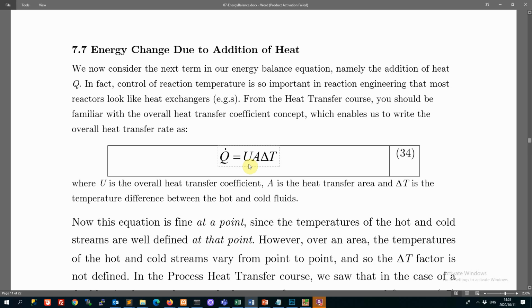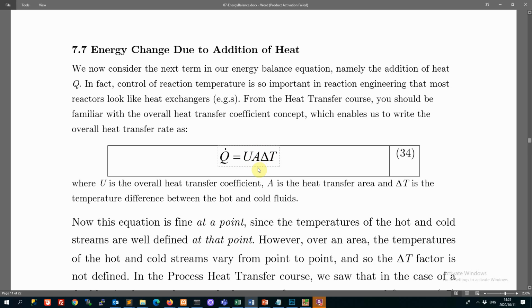Just note a little bit of notation collision. We used U for internal energy earlier, so that's not the U here. This U obviously is the overall heat transfer coefficient. And then this is the heat transfer area.